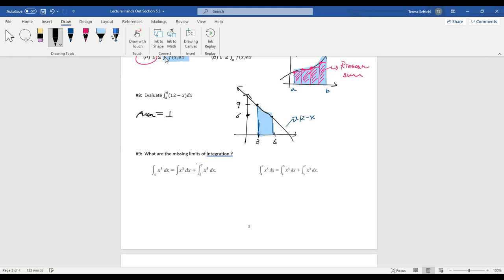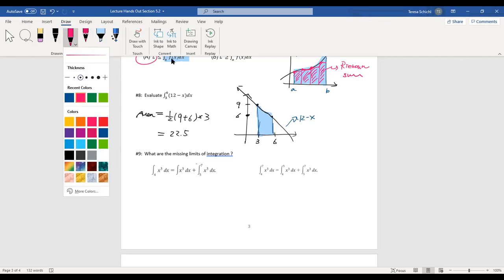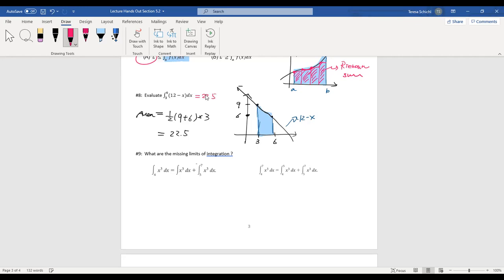So this will be 1/2. This base here is 9. This base here is what? It's 6. Then what is the height? The height is 3, right? Okay, so now I can find the area. This is 22.5. So without knowing any integration skill yet, I know this answer is 22.5 by just finding the area using the geometry we learned before.